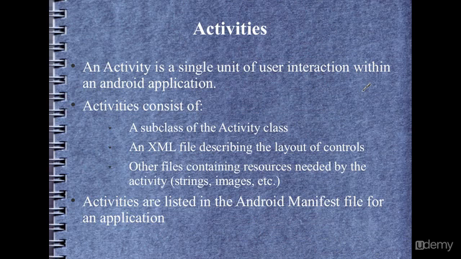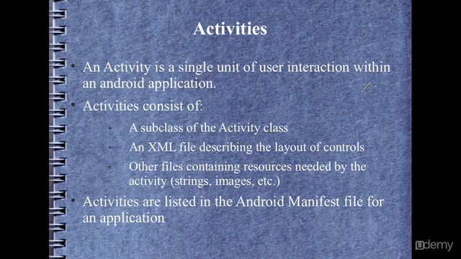They will first have a subclass of the activity class, or I should say one of its subclasses. There are some subclasses such as list activity and so forth, but basically it is a subclass of the activity class. It can also consist of an XML file describing the layout of the controls. Now, in the context of Model View Controller, we can think of the activity class as the controller of a view, and the XML file as the view itself.